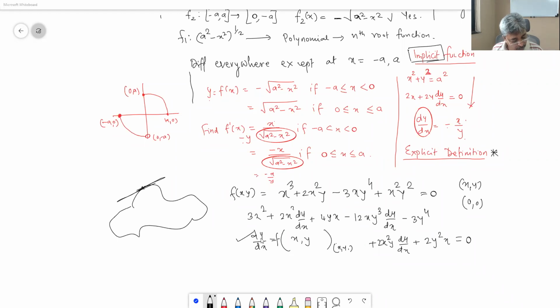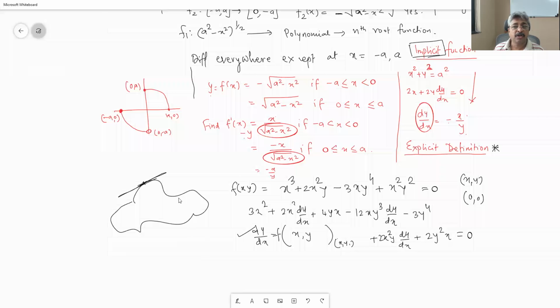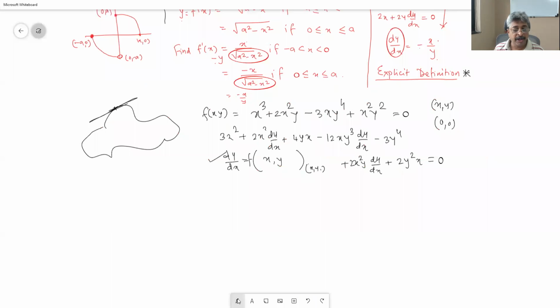Now, there is something called parametric differentiation. Let us check what is the theory behind that. We said x is equal to f of t and y is equal to f of t, some other function.